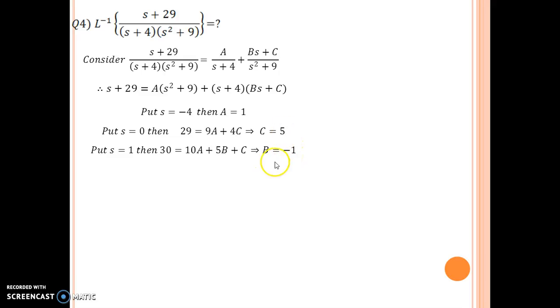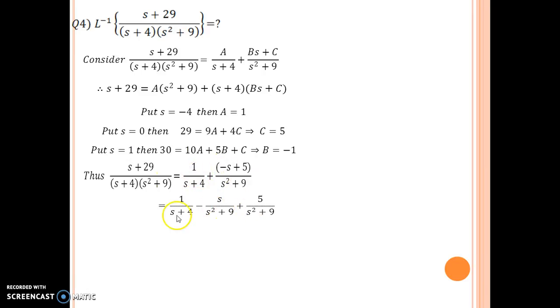Having done that, now let us move on to substituting these A, B and C values in this expression. Substitute it over there. What you see is that you obtained 1 upon s plus 4 plus minus of s plus 5 over s square plus 9. So having done that, now you take inverse Laplace, or you can simplify it in this manner.